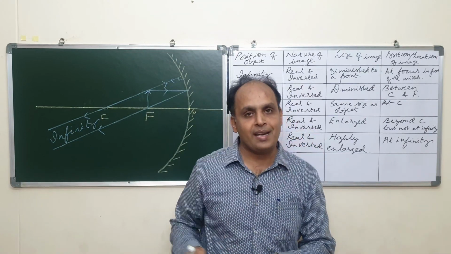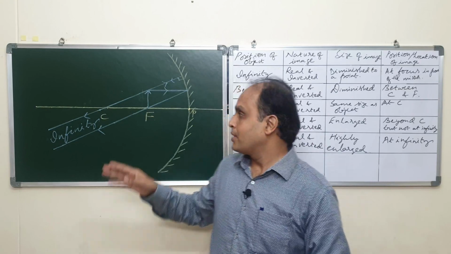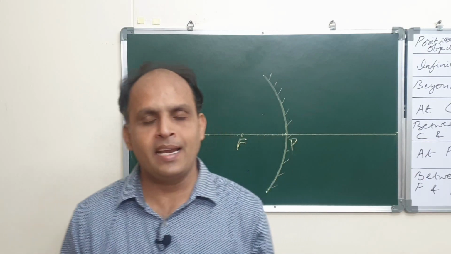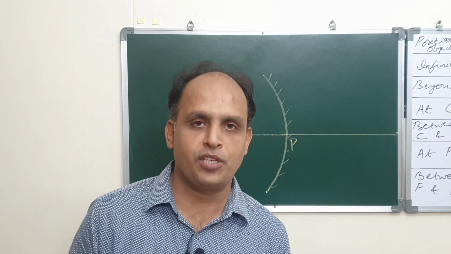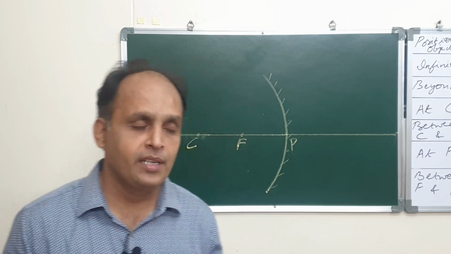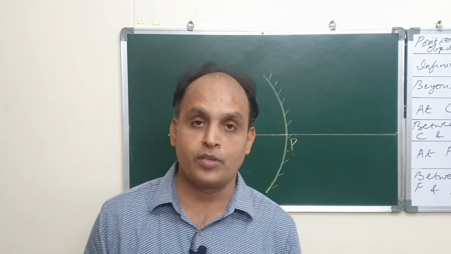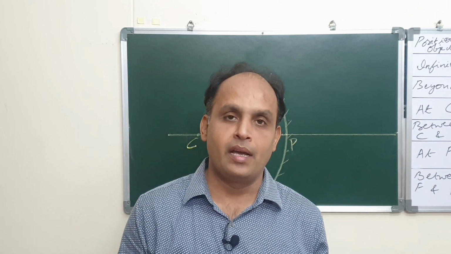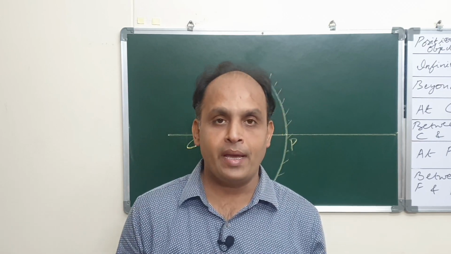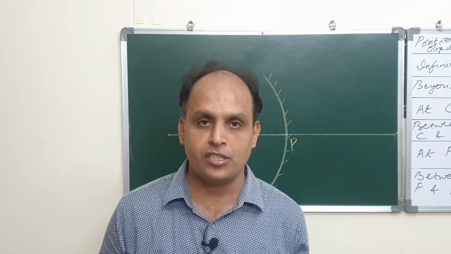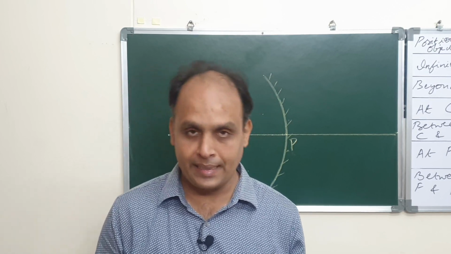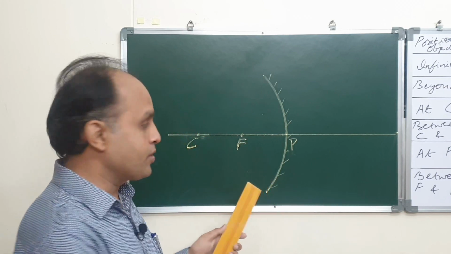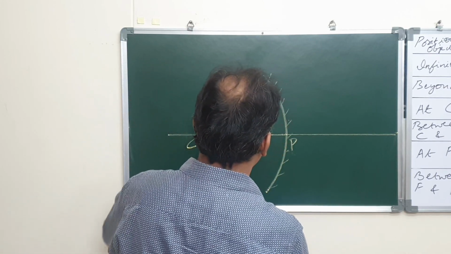Now let's move on to the next situation, that is when the object is placed between focus and pole. Right, the next position, and in fact the last position of the object in front of concave mirror, is object between focus and pole. And this is one case in the image formation where the rays of light after reflection do not actually meet, right? And here I am going to place the object between focus and pole, somewhere over here.